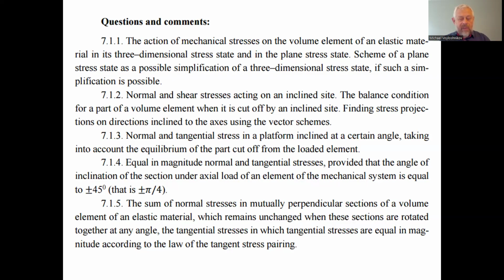And 7.1.3, normal and tangential stresses in a platform inclined to a certain angle, taking into account the equilibrium of the part cut out from the loaded element.